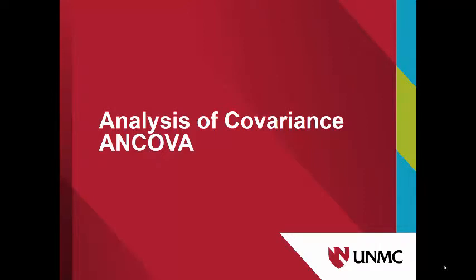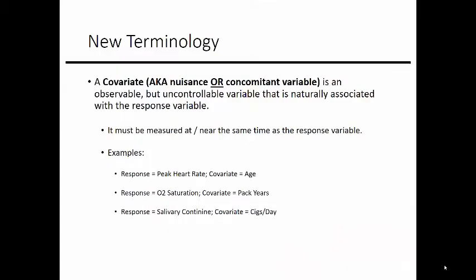All right, so today we're going to talk about analysis of covariance, and we've got a little bit of new terminology here. First thing we're going to talk about is what do we call a covariate, or what do we mean by a covariate? You also hear people refer to this as a nuisance or a concomitant variable. And what it is, it's an observable variable, but we can't control it. It's like baggage that comes along with whatever our experimental unit happens to be, that is naturally associated with the response variable we're trying to measure.